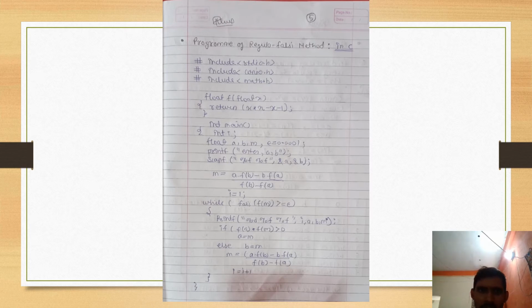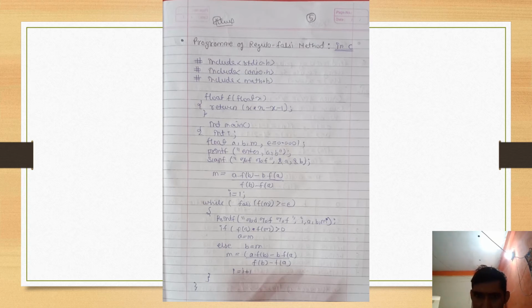We write the formula of m, that is a into f of b minus b into f of a, whole divided by f of b minus f of a. And i equal to 1. After that we apply the condition: while f of m is greater than or equal to e, if this is the condition, then we print the values of i, a, b, m.